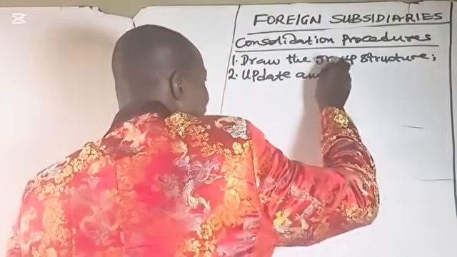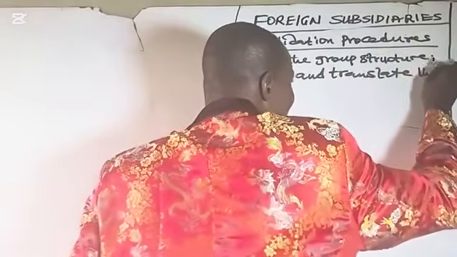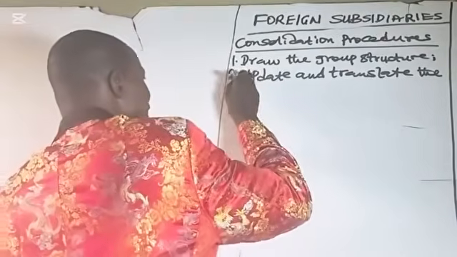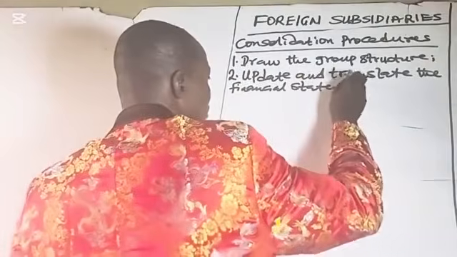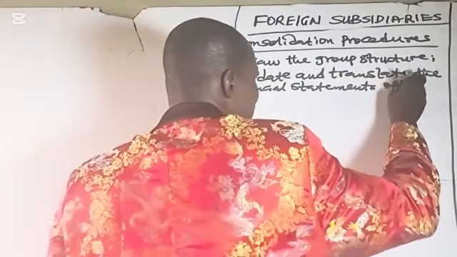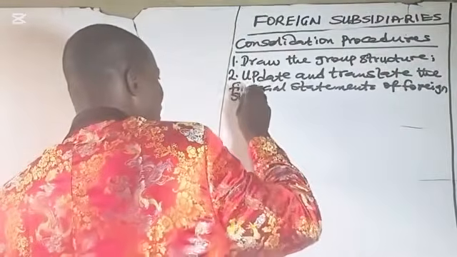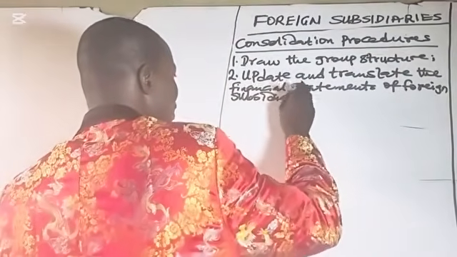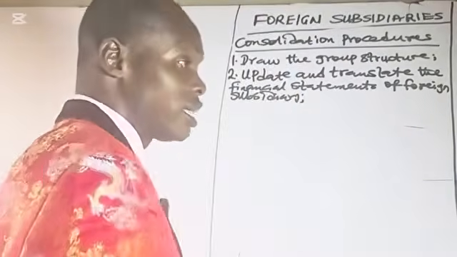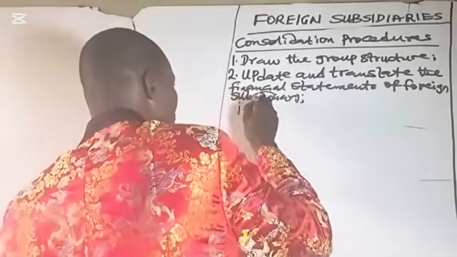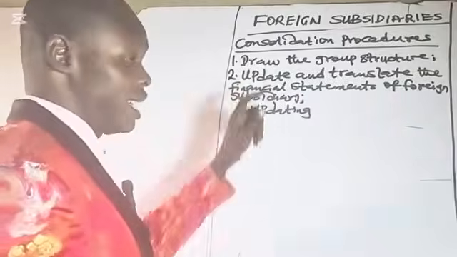The second step is to update and translate the financial statements of foreign subsidiaries. So there are two things that are put together. The number one is updating. That is the first thing there.